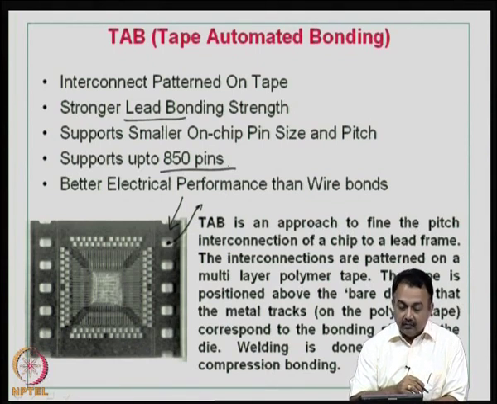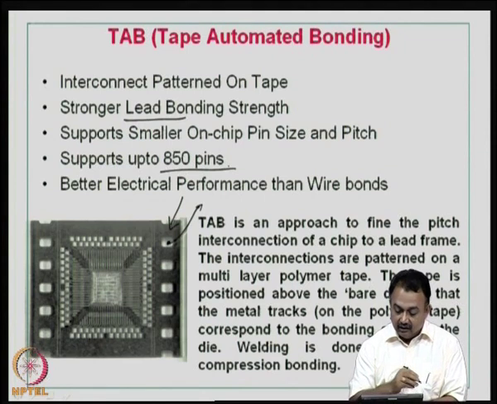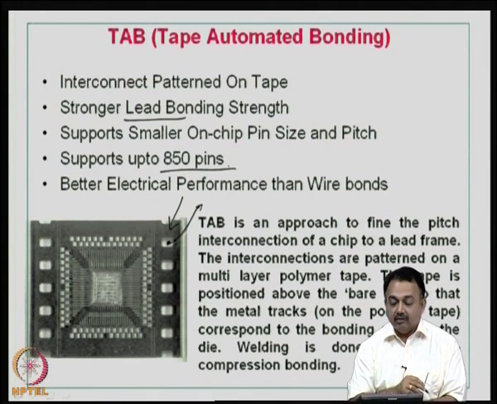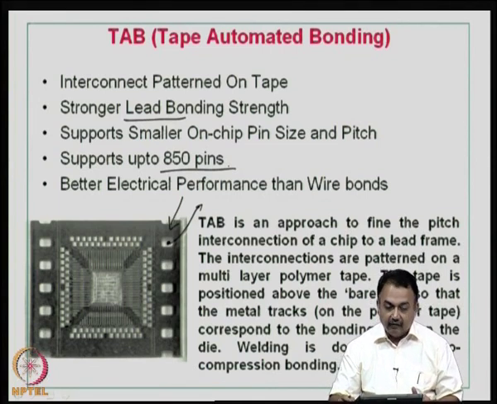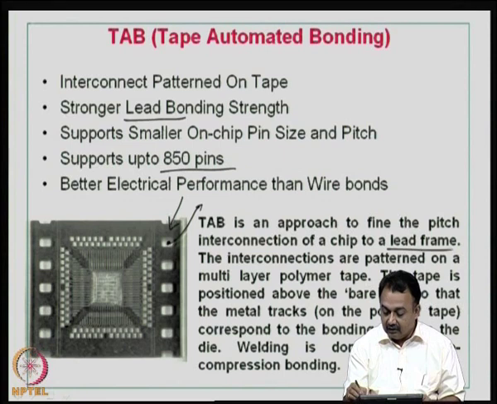And typically the advantage of using TAB is that you can increase the number of IOs compared to wire bond structure. And wire bond today is automated, but at the same time it is a very sequential process, whereas here it is somewhat a different assembly process. So, TAB is an approach to fine line pitch interconnections of a chip to a lead frame. So, basically you are going to use a lead frame structure like your dip package.